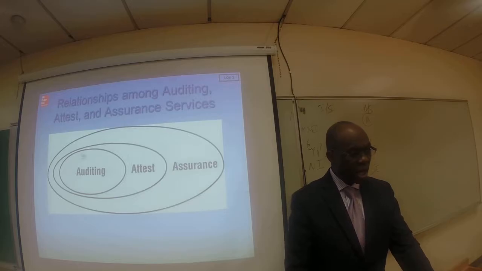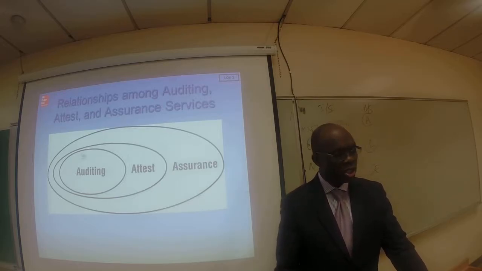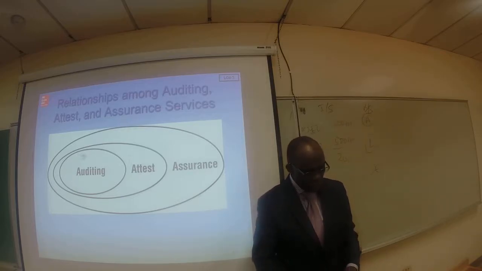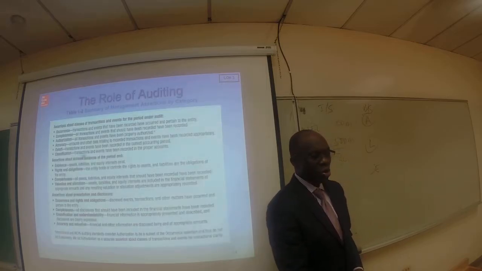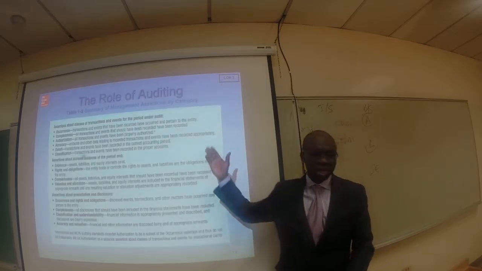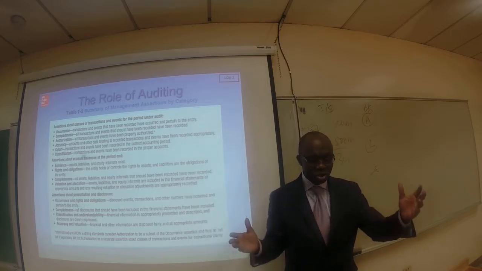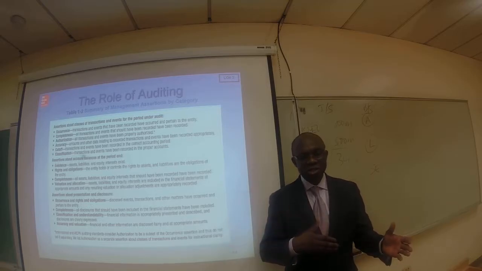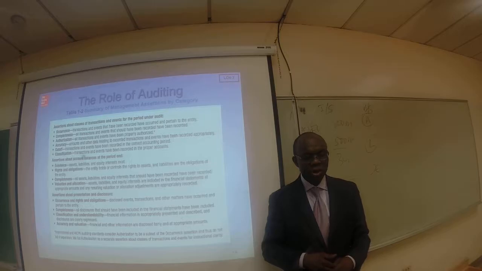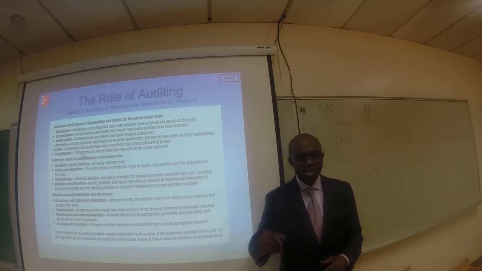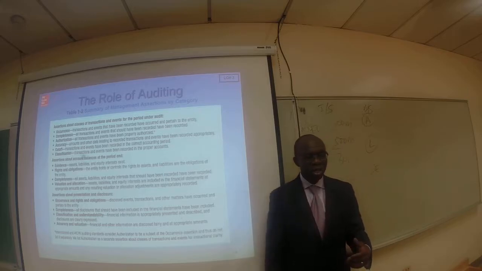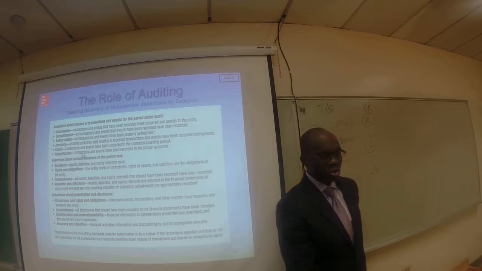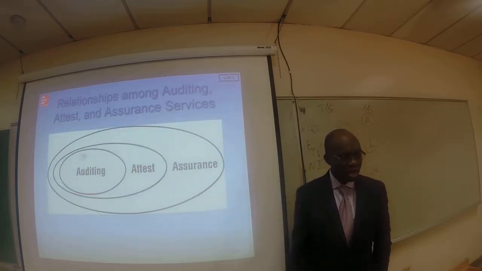So now let's take a look at the relationships among auditing, attest, and assurance services. Lest I forget, let me go back to management assertions. Management assertions are divided into three categories. The first one is assertions about classes of transactions and events for the period under audit. The second category is assertions about account balances at period end. And the third one deals with assertions about presentation and disclosure. Again, we are going to talk about this more extensively as time progresses.